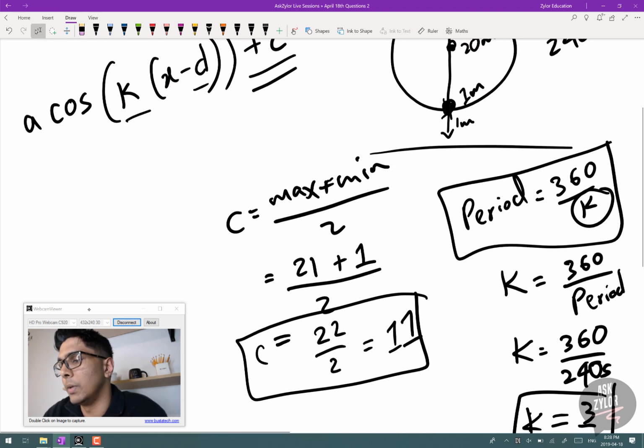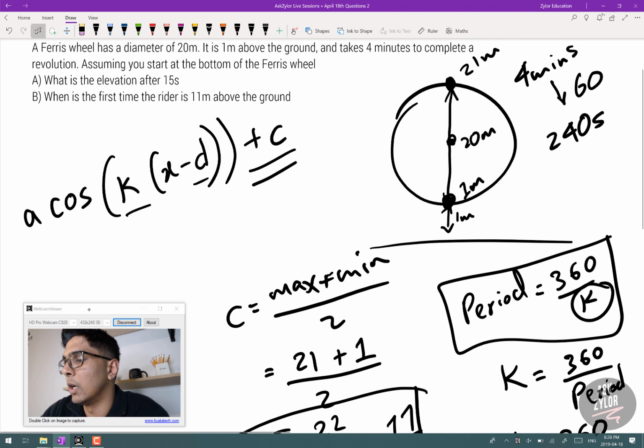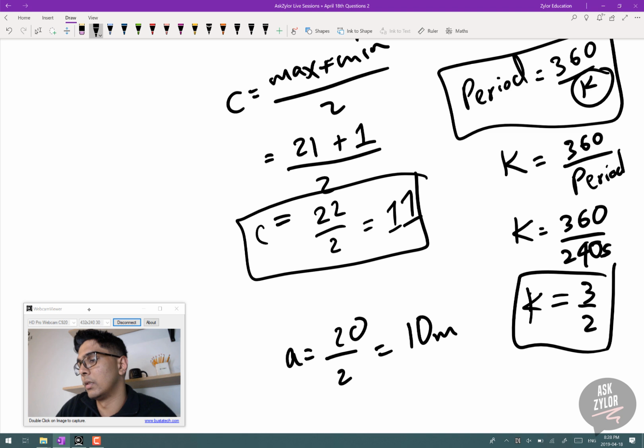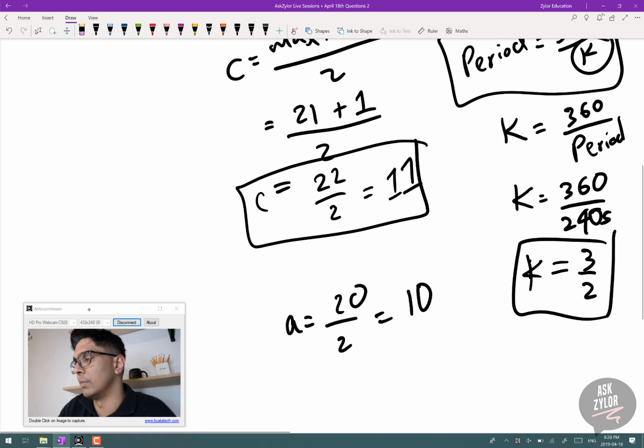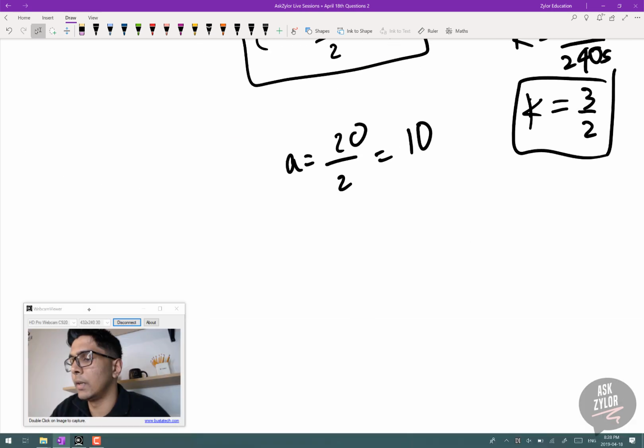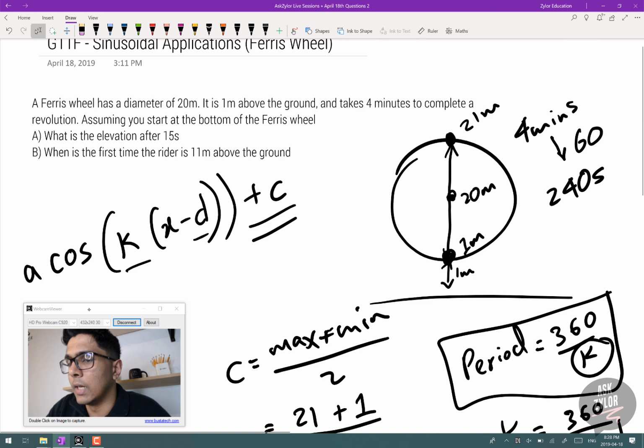So a is going to be my amplitude. My amplitude is how much my distance from the ground is changing. So the most it can change is by 20 meters, right? But I'm getting half of that. So my a is going to be 20 over 2, so it's just 10 meters. I don't really use units in my function, so I'm just going to leave it as 10. So am I moving it left or right? They're telling me that I'm assuming that you start from the bottom of the Ferris wheel.